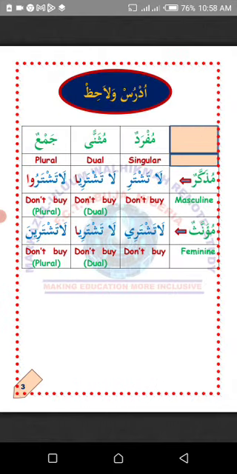MashaAllah. Udrus, learn, and walahiz, observe at the same time.